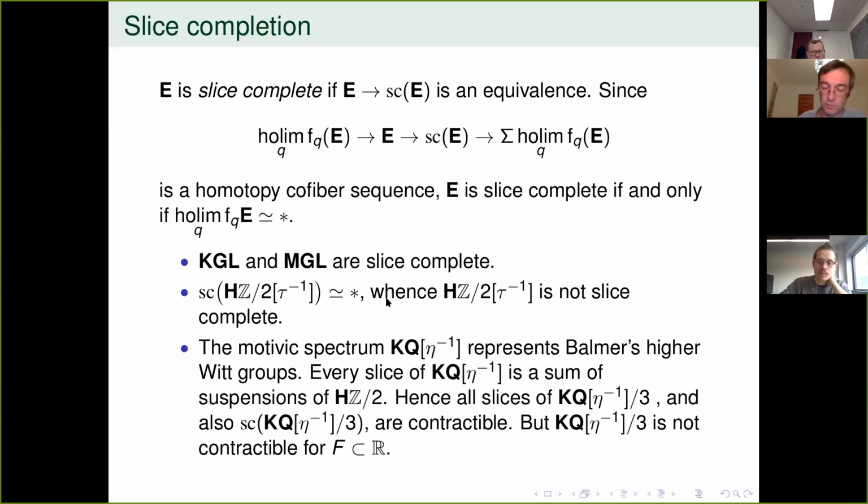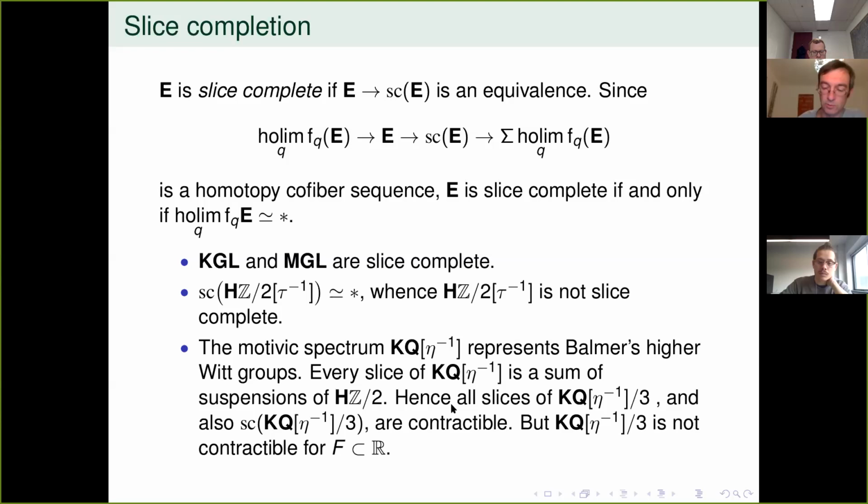And here's another example, which is the motivic spectrum representing Balmer's higher Witt groups. From the computation of the slices of Hermitian K-theory, KQ, one can determine the slices of the eta-inverted spectrum, KQ with eta inverted. Every slice is an infinite sum of suspensions of mod 2 motivic cohomology.